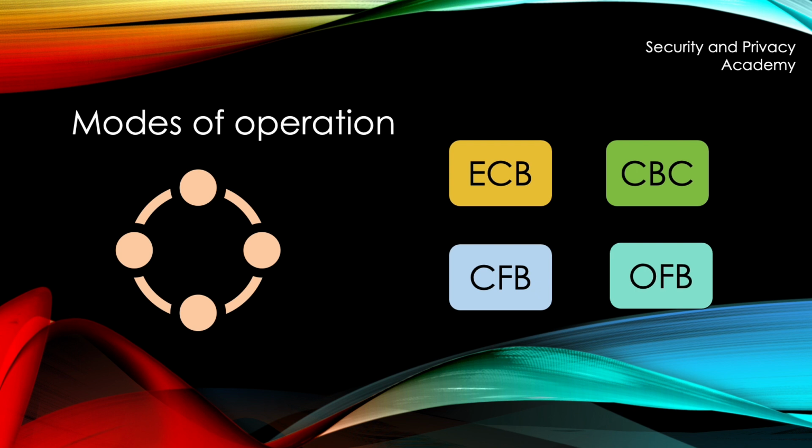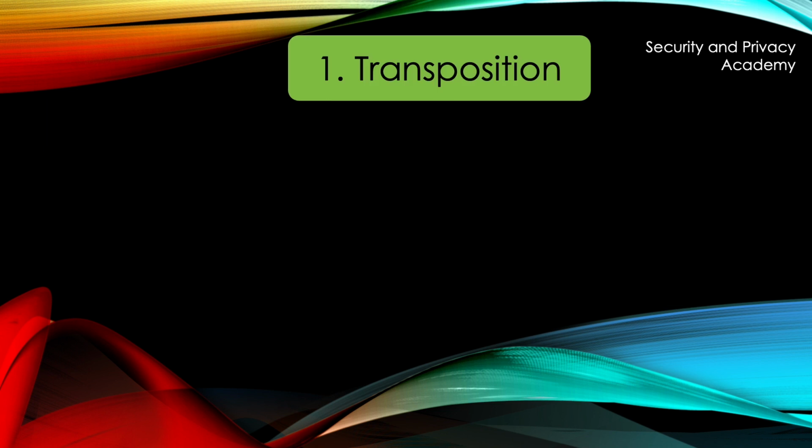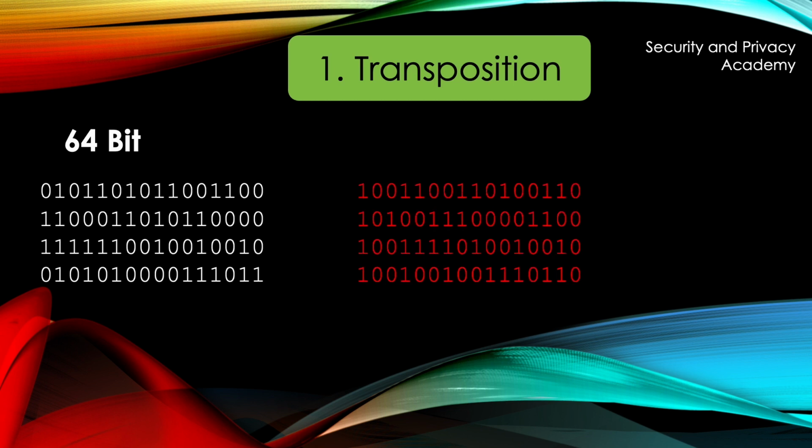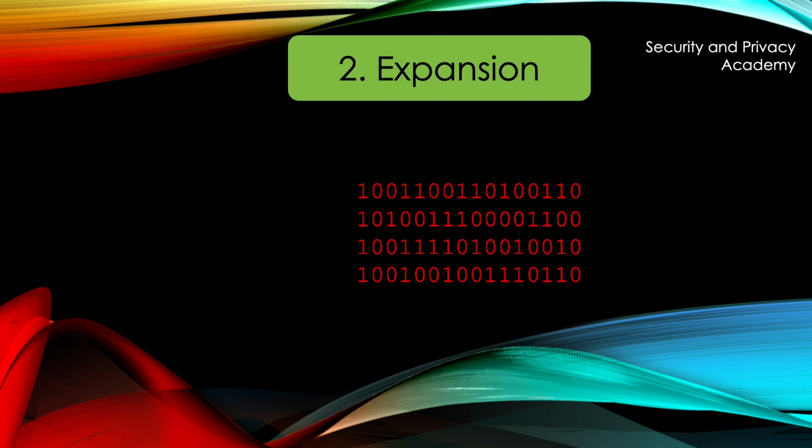The algorithm consists of 18 steps, but 16 out of them are just iterations of the same thing. This is the 64-bit or 8-byte plaintext we want to encrypt. First, the bits get transposed after a certain rule. That means that certain bits change places within the block. Next, the 16 iterations start.